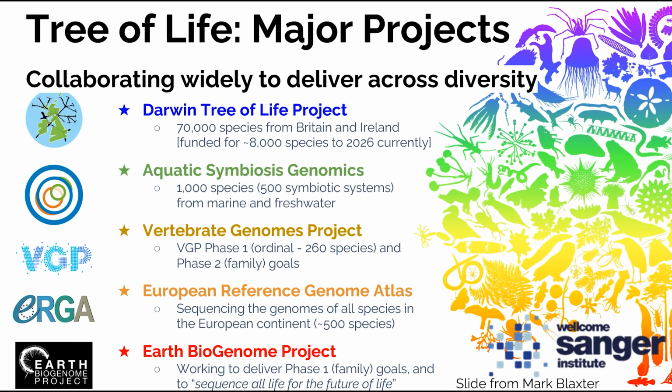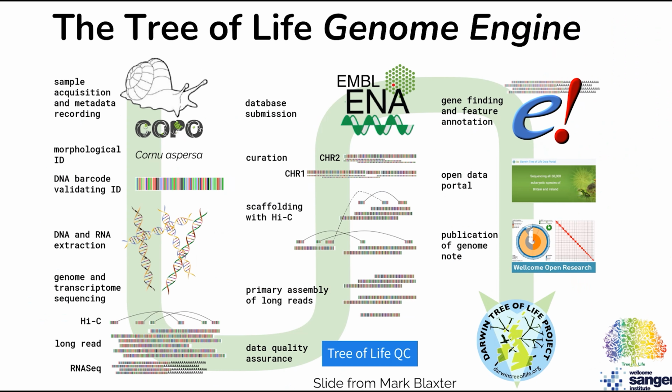So in order to do that, we've assembled our genome engine, and this is the path that samples take to go through that process. So we begin right at the beginning, here, with the sample acquisition. Particularly for the Darwin Tree of Life project, we have a number of partners all around the UK who collect specimens and send them through to us. They go through COPO, which is a system that ensures that all of the taxonomic IDs are lined up with the different repositories. They are sequenced for DNA barcoding to ensure identity meets up with the taxonomic ID from the experts. And then they start their journey really through the Sanger Institute.